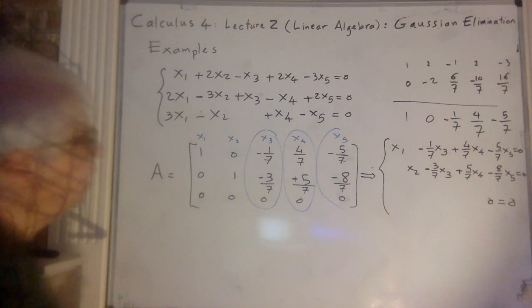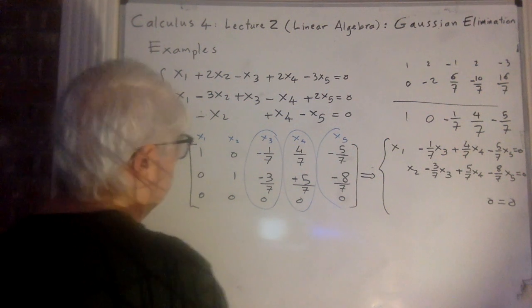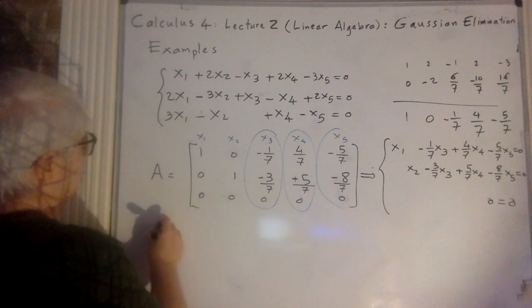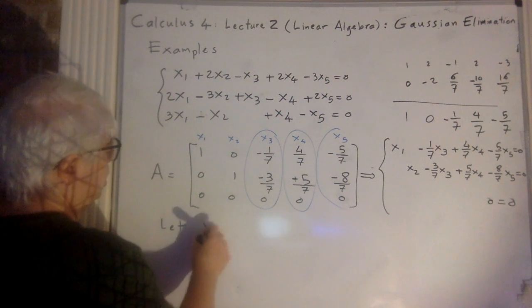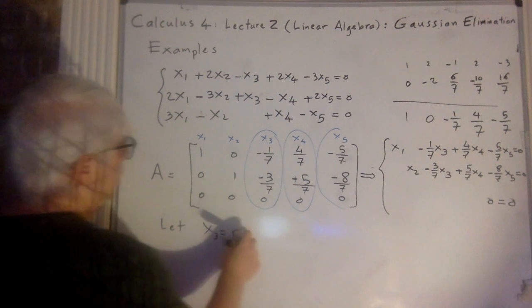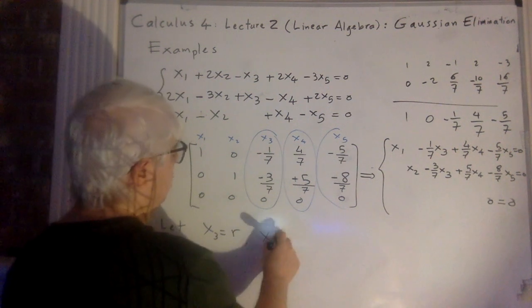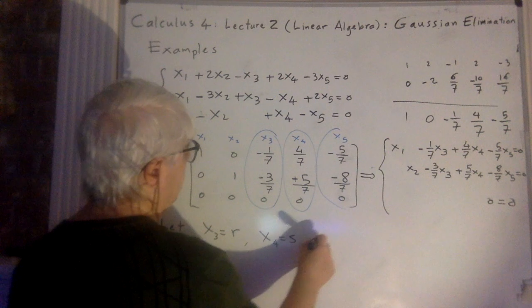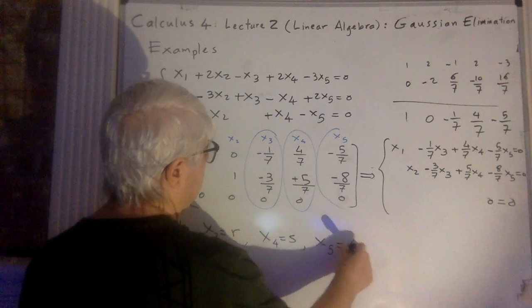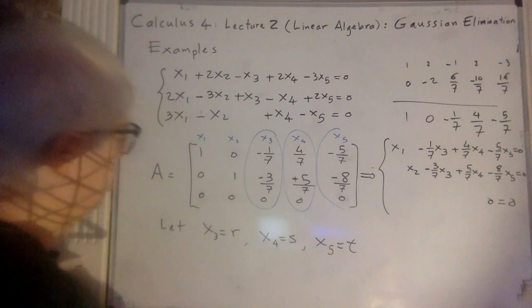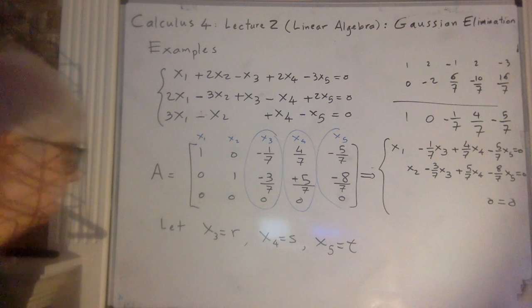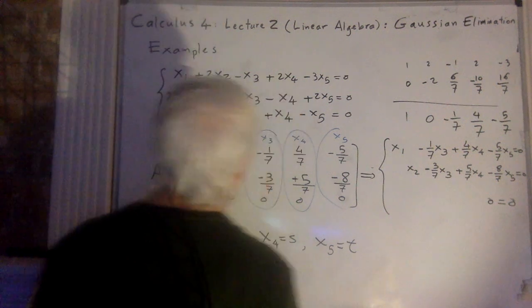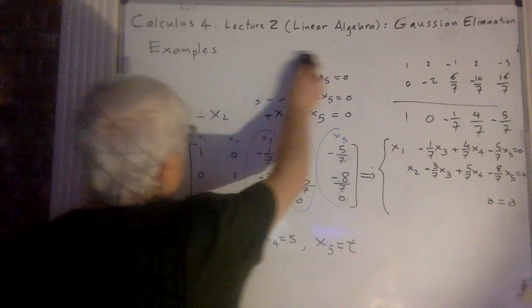So if I let those 3 be free, well, let me give them different names. Let x3 be R, say x4 be S, and x5 be T. Okay. So these are my parameters. Well, let me solve it, and then I will tell you what this means. So let me erase this.